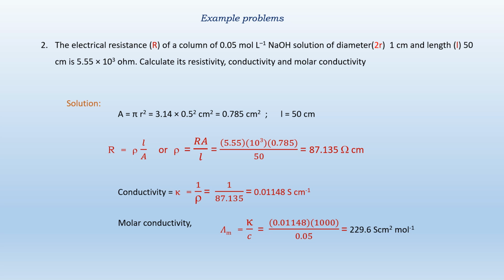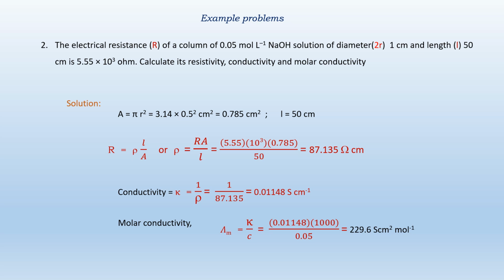Another problem. The electrical resistance of a column of 0.05 molar NaOH solution of diameter 1 centimeter and length 50 centimeter is 5.55 into 10 to the power 3 ohm. Calculate its resistivity, conductivity and molar conductivity.